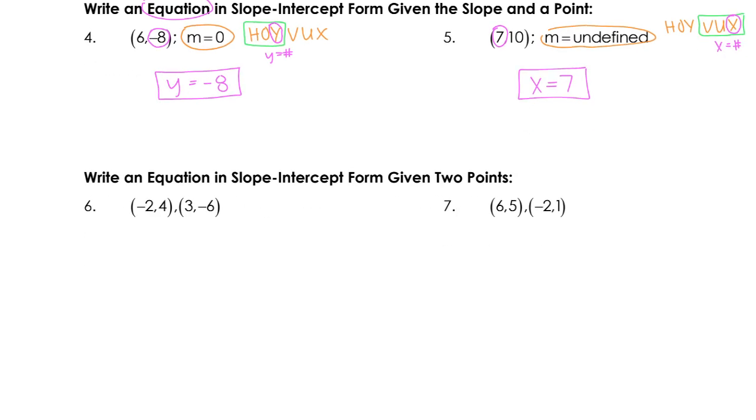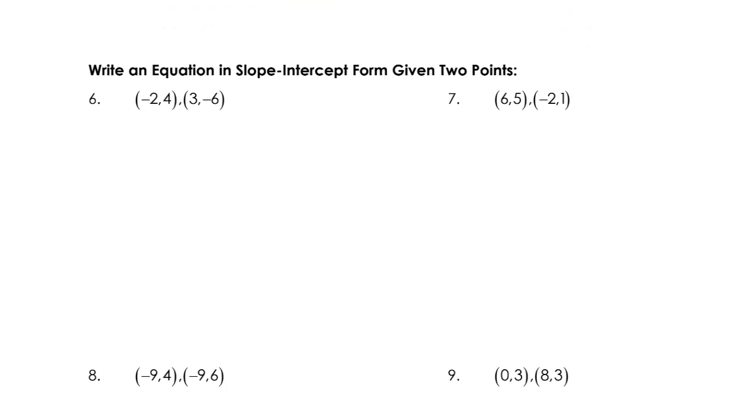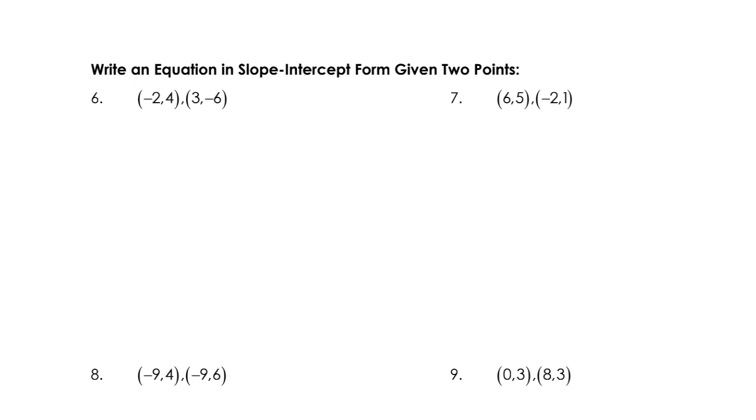So moving on from there, 6, 7, 8, and 9 all have 2 points given to us, but we need to write an equation in slope-intercept form. So again, for slope-intercept form, we have to know the slope, which, looking at number 6, we don't know. So that's going to be our first step here. We're going to have to find the slope. And again, these steps are on the front side of your notes.